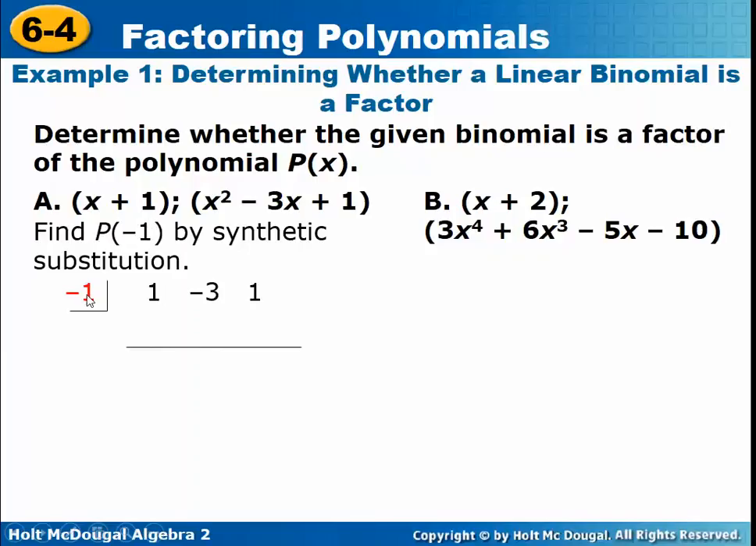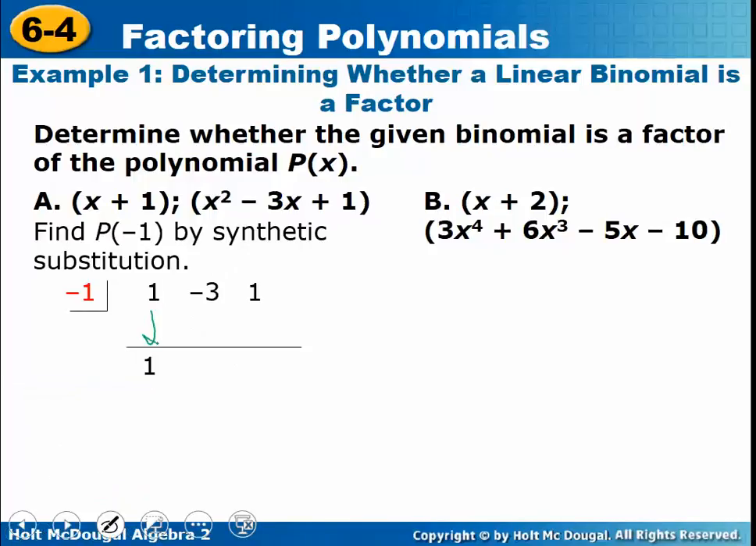So remember, for synthetic substitution, you put the number up here with a little box around it. And then these are the coefficients of the term. So we have, of the polynomial p of x, 1x squared, so the 1, minus 3x, so there's the minus 3, plus 1, and there's the 1. And we leave a space here and then draw a bar. Then we bring the 1 down.